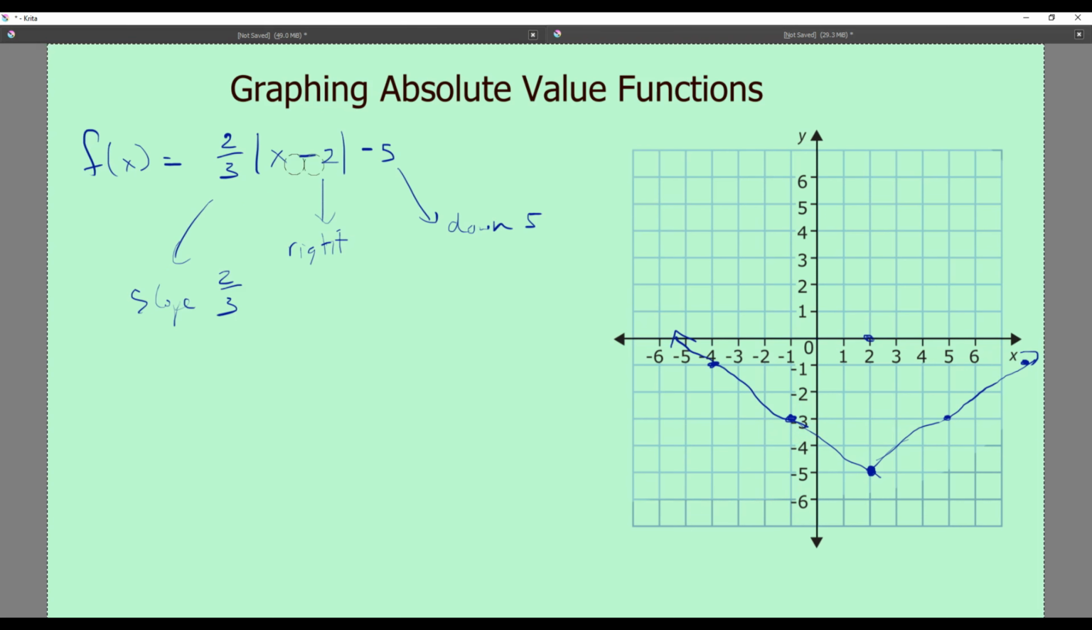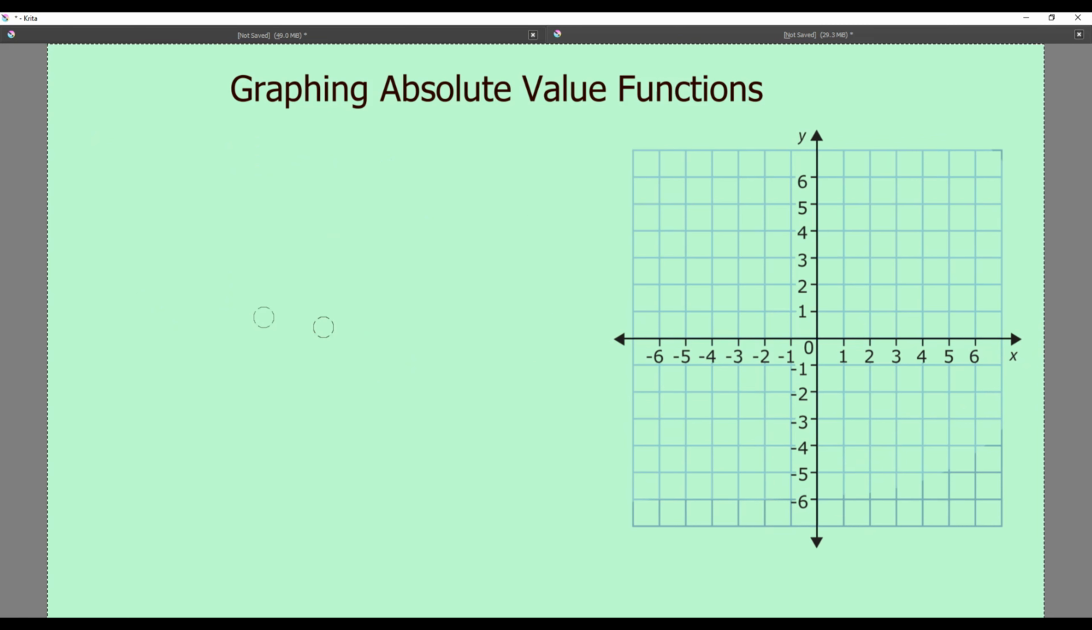So number next to x, negative means right, positive means left. And then the number outside, negative means down, positive means up. And this number in front is the slope. If it's negative, it would have pointed down. It would have been down 2 over 3. But this one is positive, so it's up 2 over 3. Okay, one more.